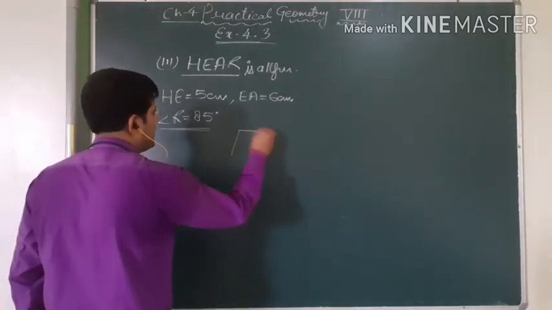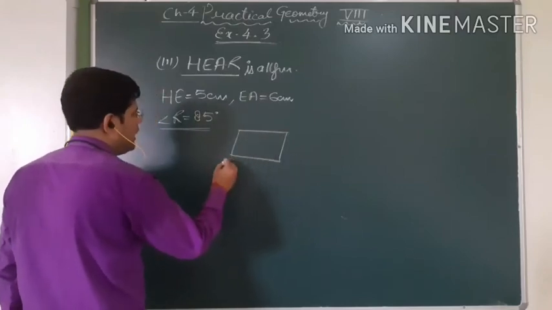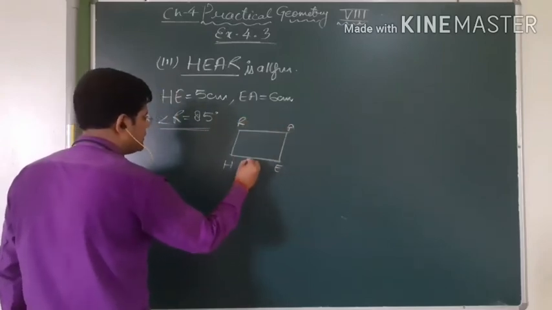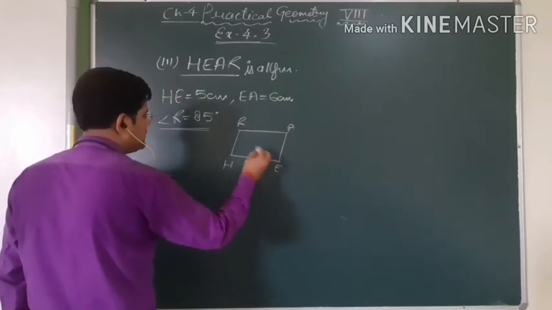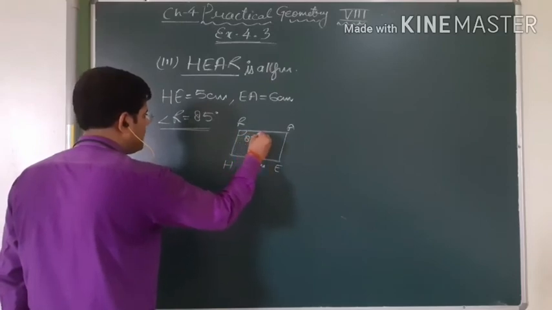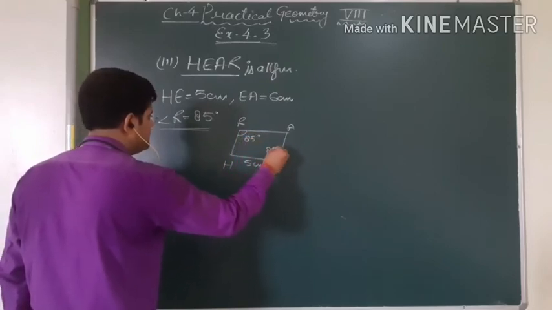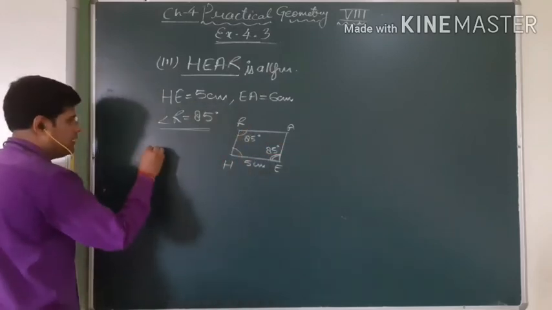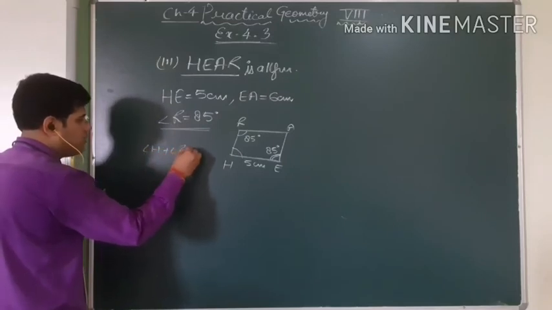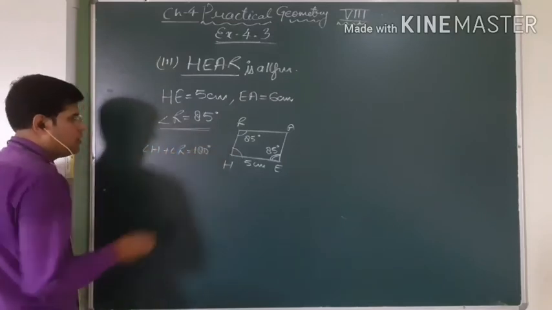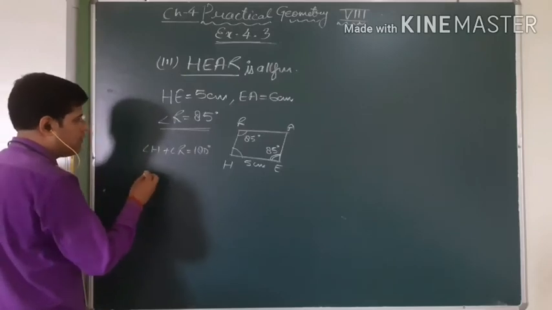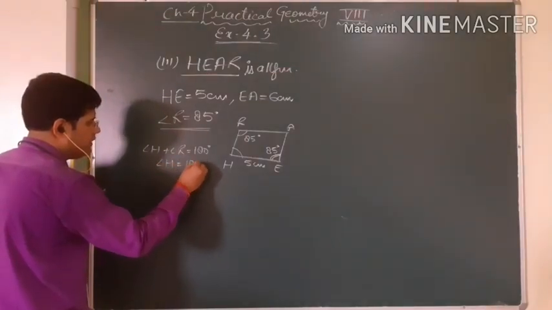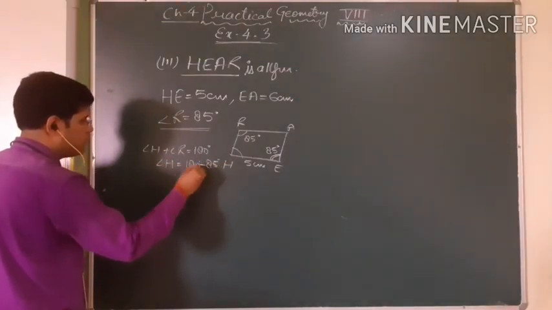So first we make a parallelogram very simply and write HEAR. This is the figure. This is 5 centimeter and this angle is 85. So you know that the opposite angle E is also 85. And when we talk about angle H and R, angle H plus angle R is equal to 180. Co-interior or adjacent angles are 180. So angle H is equal to 180 minus 85. This would be 95 degree.